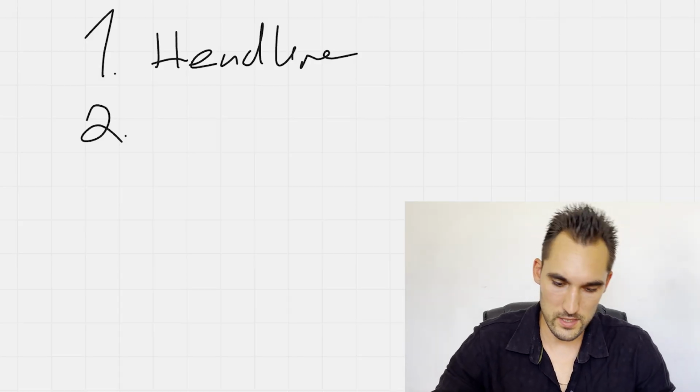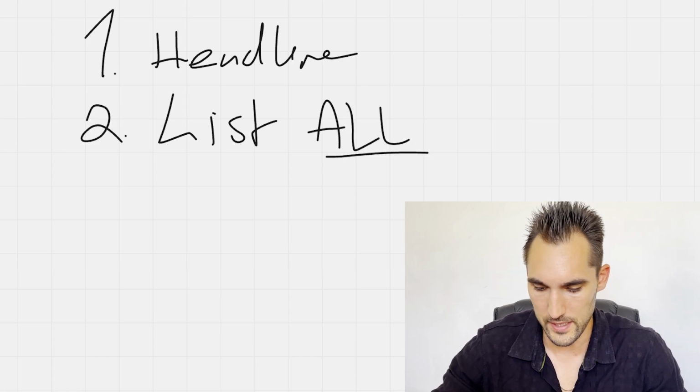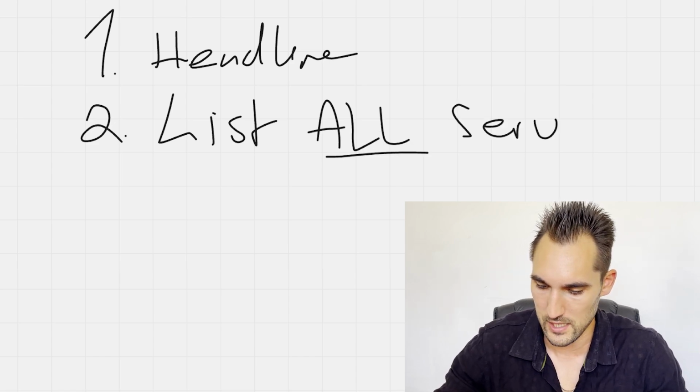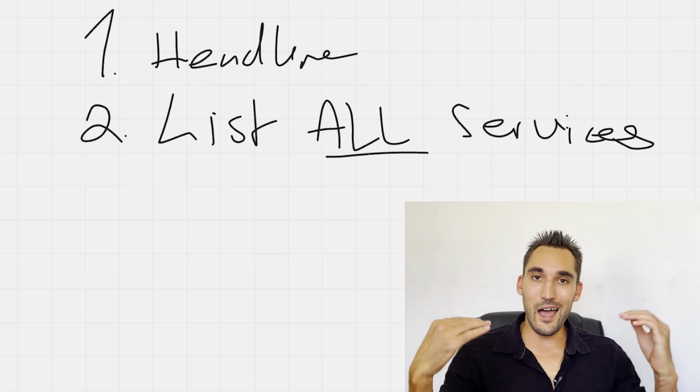The second one is you want to list out all your services, and this is a very important part. Let's say, again, you're a family lawyer offering family law services. Under family law, there's probably about 5 to 10 different sub-niches that you offer as part of the family law service. For example, child custody cases, child support cases, divorce, property division, domestic violence, the BFA, prenuptial agreements, all these kinds of things.